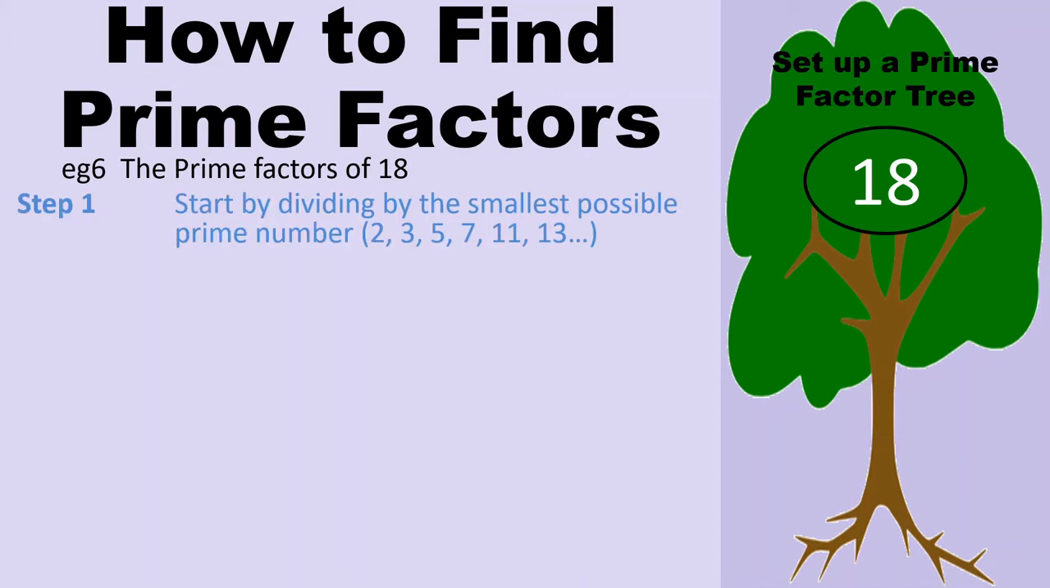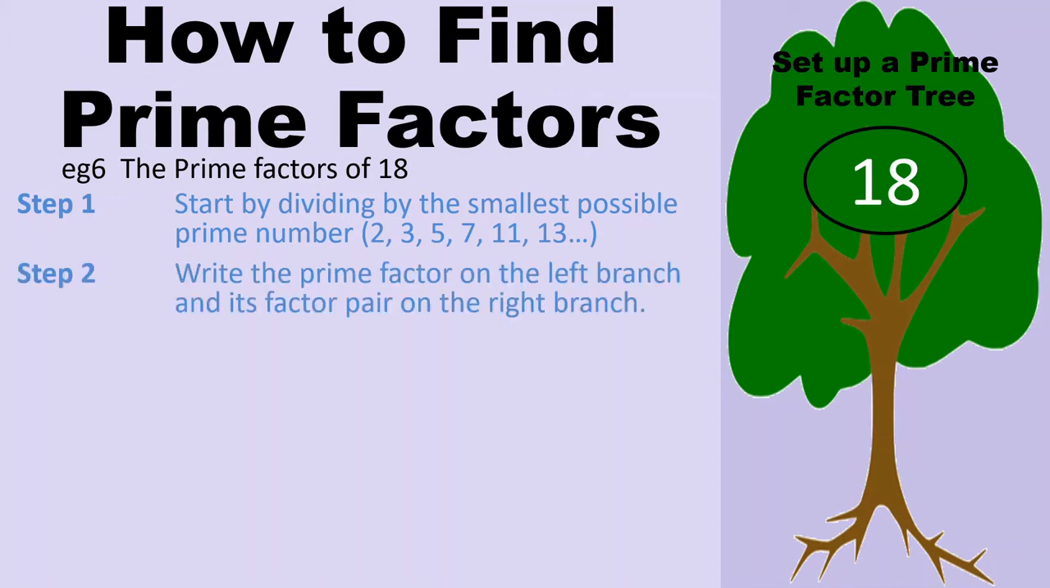Starting with the smallest prime number we can divide by. Remember our prime numbers 2, 3, 5, 7, 11, 13. You don't need to remember them all because we'll always start with the smallest, 2. Does 18 divide by 2? Yes, it does. So we'll write the prime factor on the left side branch, and we'll write its factor pair on the right-hand branch. So 18 divided by 2 is 9. I circled the 2 because that's a prime number, but 9 is not.